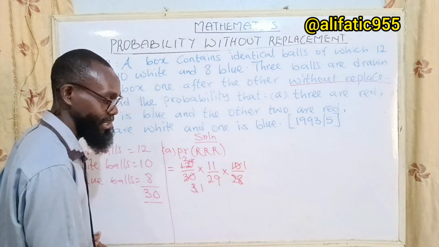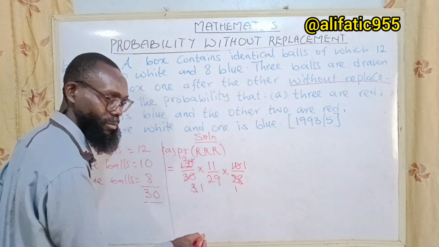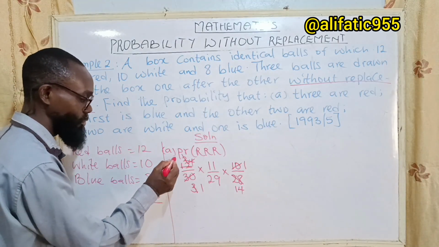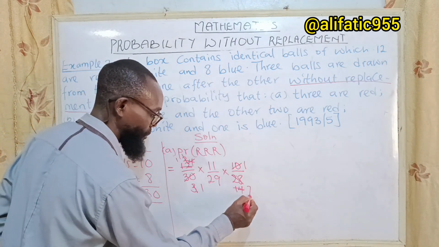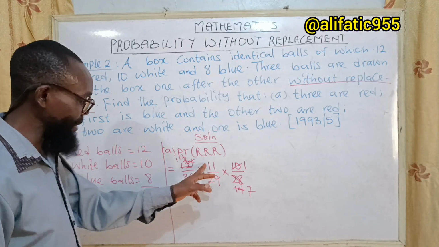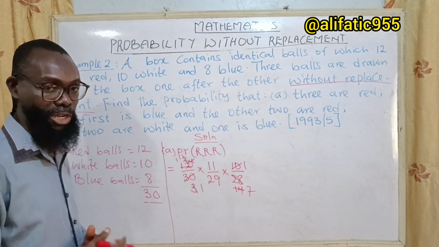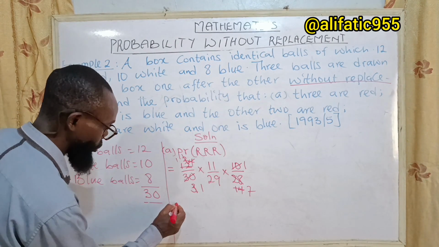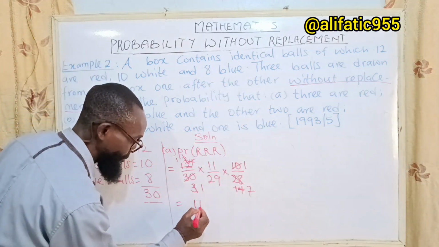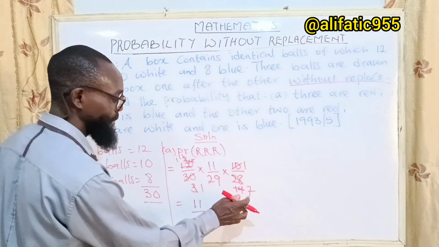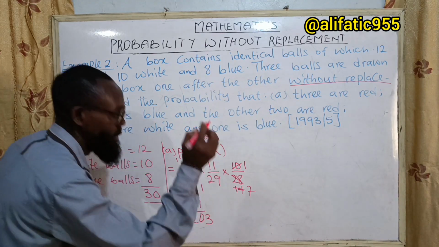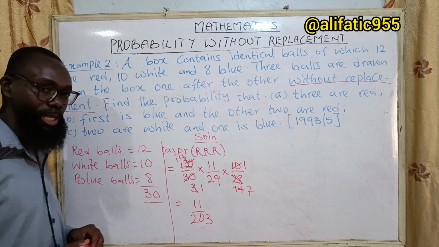2 goes in 28. In 2, we have 1. In 8, we have 4. 2 can still go here to give us 1. 2 goes here, we have 7. Then what can go again? Can 11 go in 29? 11 cannot go in 29. So we are going to have 1 multiplied by 11, 11. 11 times 1, 11 over 29 times 7. So we multiply. 203. So this is question A.